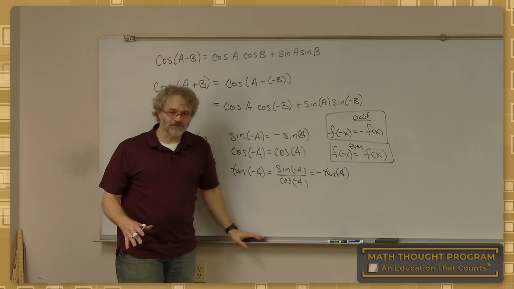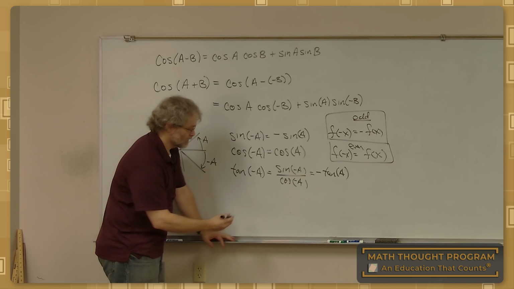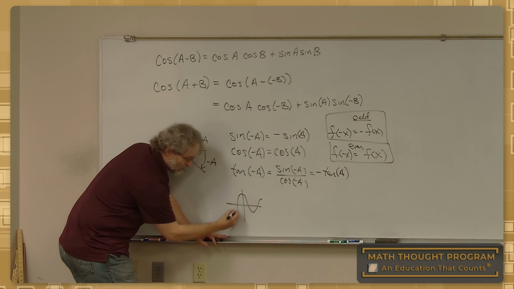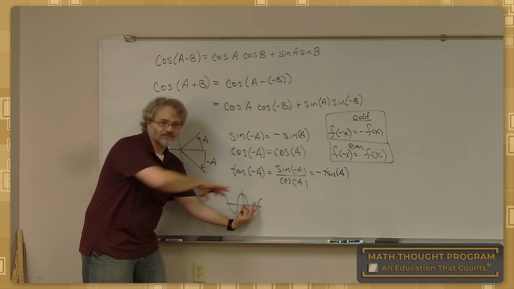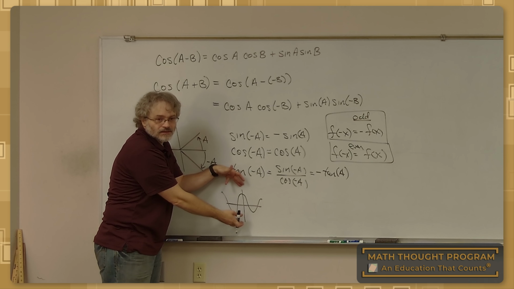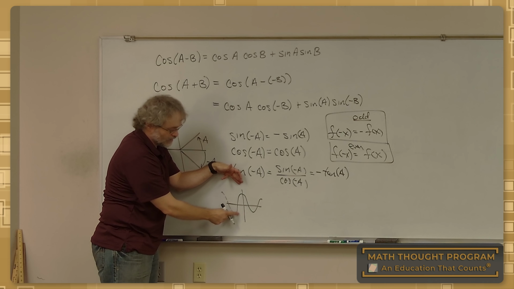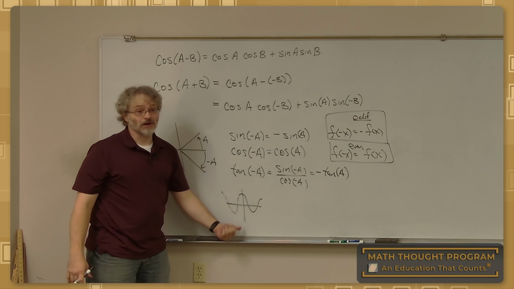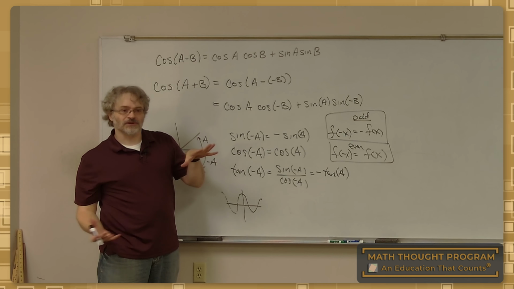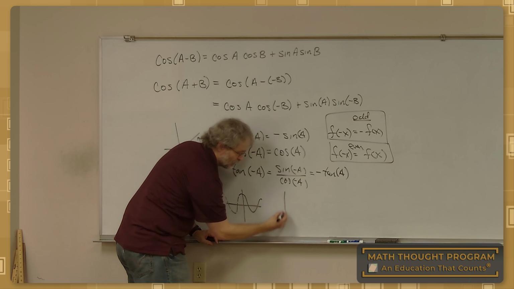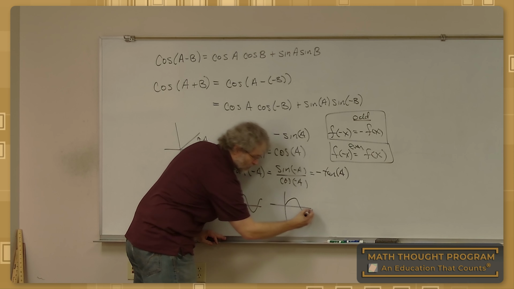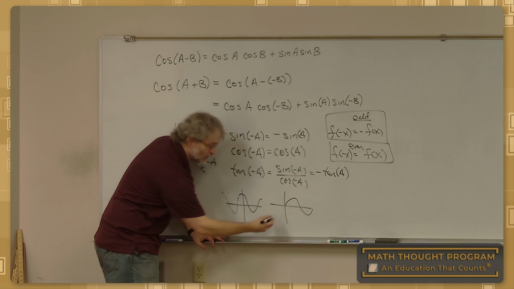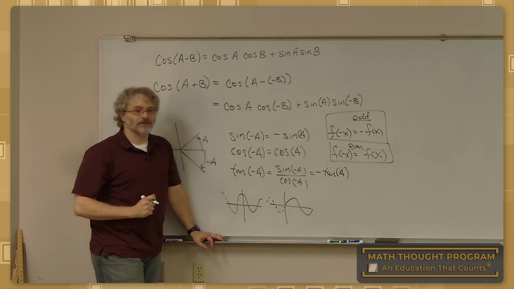And functions which are even are symmetrical about the y-axis. Go back and look at the graph for cosine. The graph looked like this. If you take this half, spin it around the y-axis, you get the exact same thing on this side. So even functions are symmetric about the y. Odd are symmetric through the origin. If you look at this graph for sine, it'll look like that. But if I reflect it through the origin, you get that part.